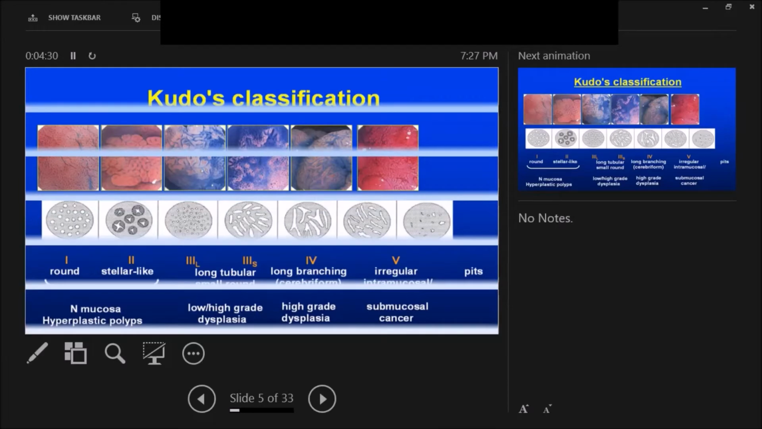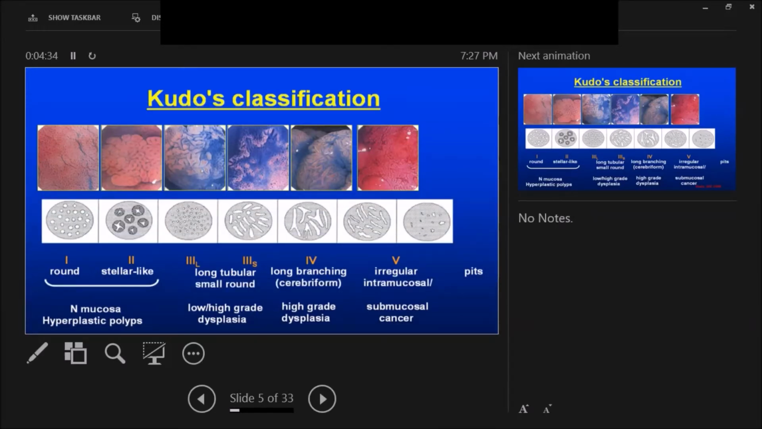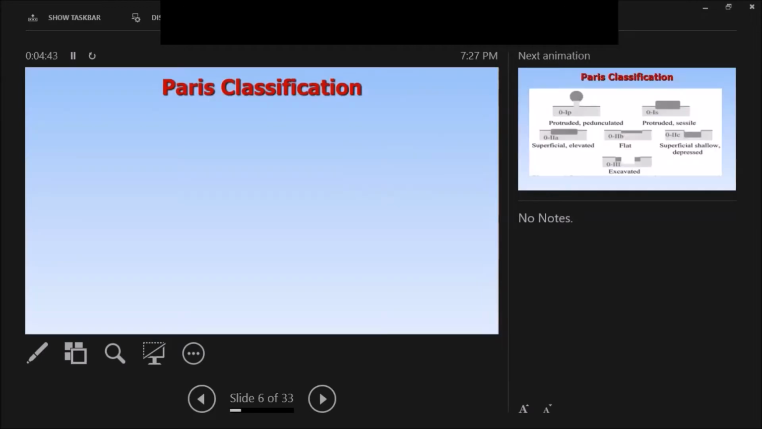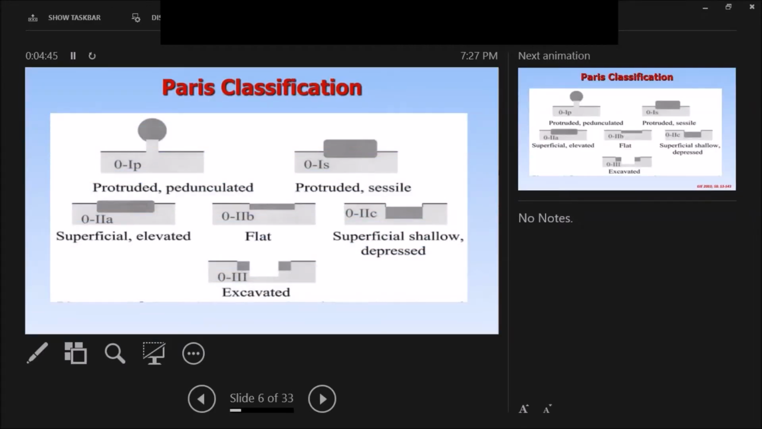First of all, all of us know about the Kudo classification of the pit pattern of the mucosa. We remove only polyps starting from type 3 to type 5. Also, the Paris classification. We have to know all about the Paris classification. EMR is restricted to stage 2B, and sometimes in expanded criteria to 2C.